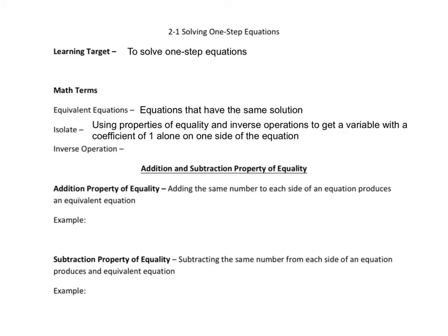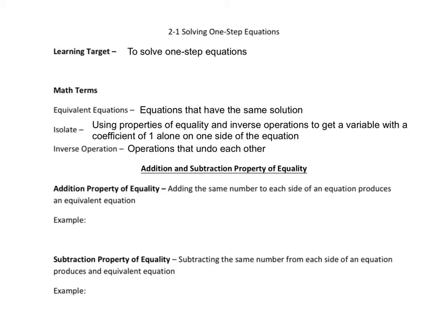Isolate, using properties of equality and inverse operations to get a variable with a coefficient of 1 alone on one side of the equation. You have often heard teachers tell you to isolate the variable when solving an equation. Inverse operation, operations that undo each other.